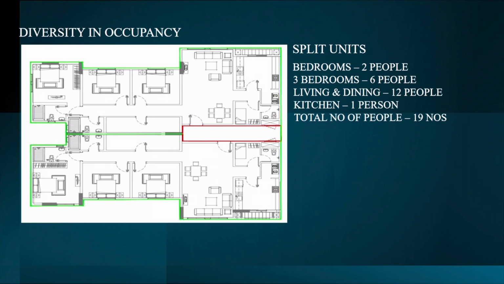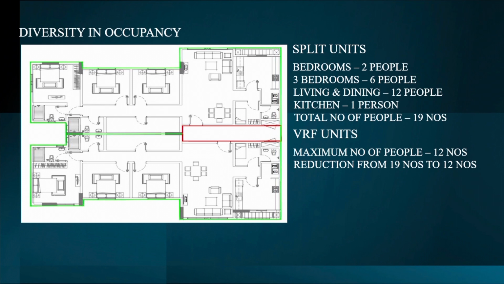VRF outdoor capacity, maximum number of people 12, considering the situation with guests or the total number of chairs in the living room. Split unit to VRF, the reduction is from 19 people to 12 people. The chilled water system has 408 apartments with 12 people each. 4,896 people are very high in one building.